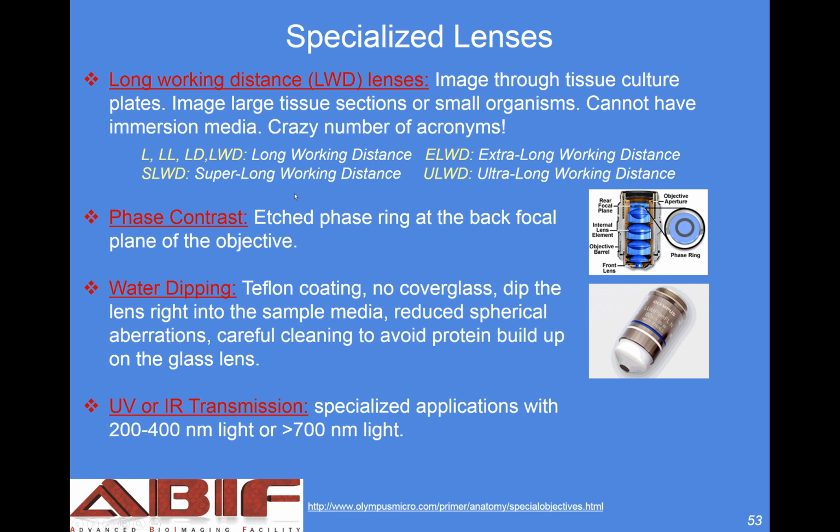Phase contrast lenses have an etched phase ring at the back of the objective in this lens element here. These are good for wide field applications, but this phase ring will actually reduce your fluorescence sensitivity a little bit. There's water dipping lenses, and these have a Teflon coat.